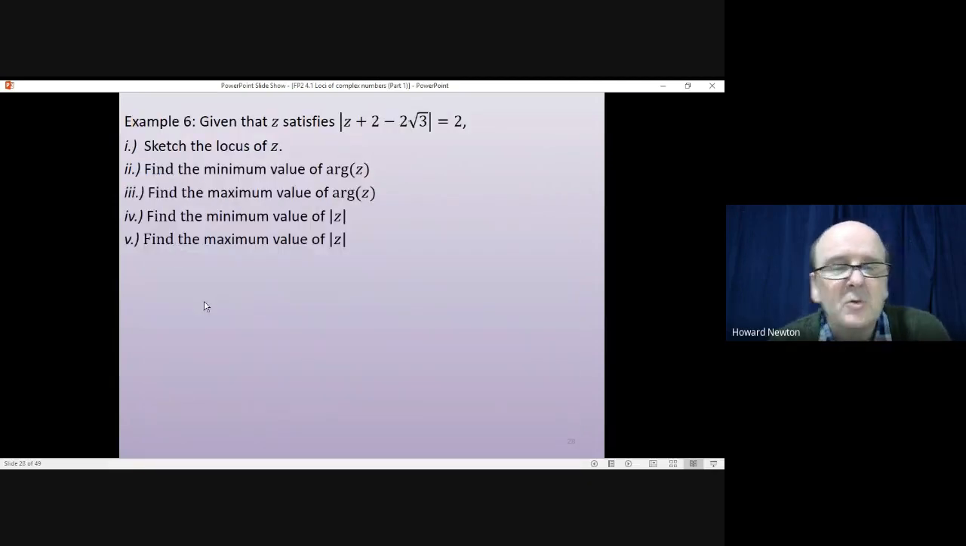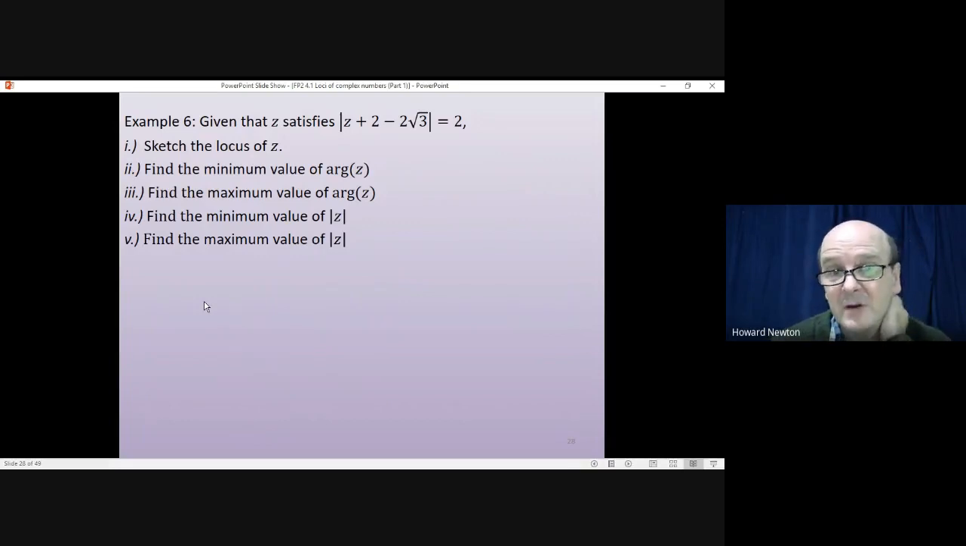Okay, the last example is quite long. Example 6. Given that z satisfies the modulus of z plus 2 minus 2 root 3 i equals 2, first of all, we'll have to sketch the locus of z. Then we're asked to find the minimum value of the argument of z, the maximum value of the argument of z, the minimum value of the modulus of z, and the maximum value of the modulus of z.